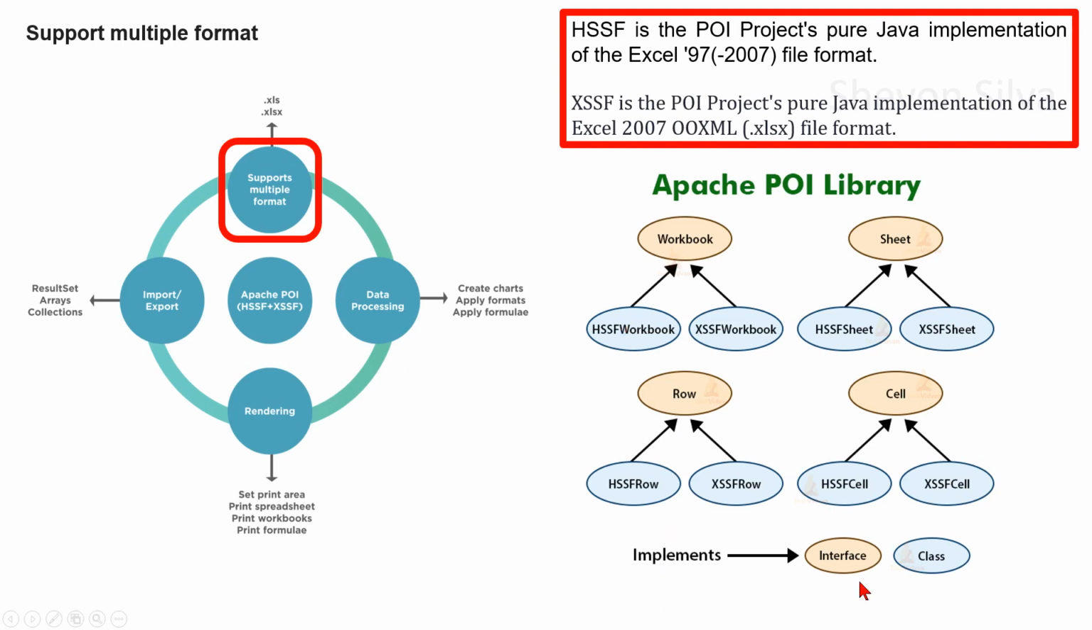Here you can see the Apache POI library. You can see interfaces and classes in Apache POI. Workbook represents an Excel workbook. It is an interface implemented by HSSF workbook and XSSF workbook.